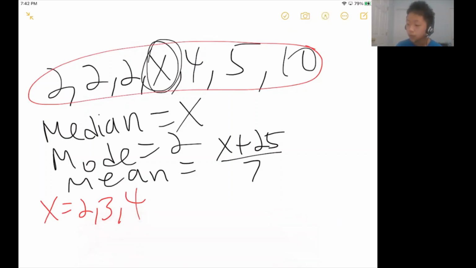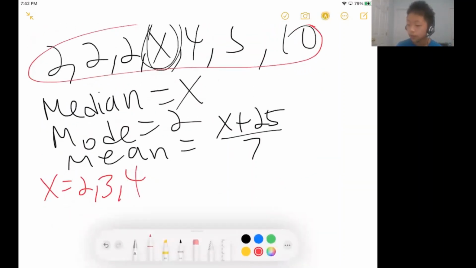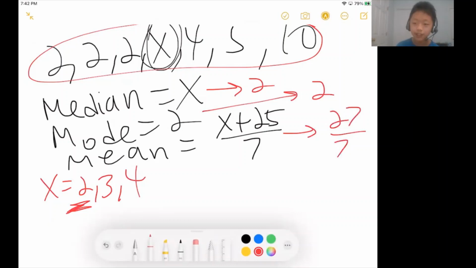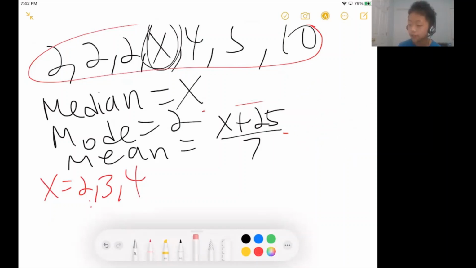So if x equals 2, then here you'd have 2, here you'd have 2, here you'd have 27/7. Clearly, these three values don't form an arithmetic progression, so x equals 2 is not a solution. So now, let's try x equals 3.